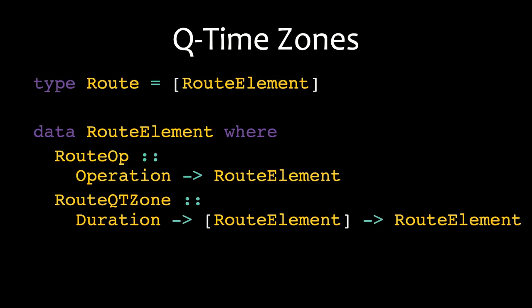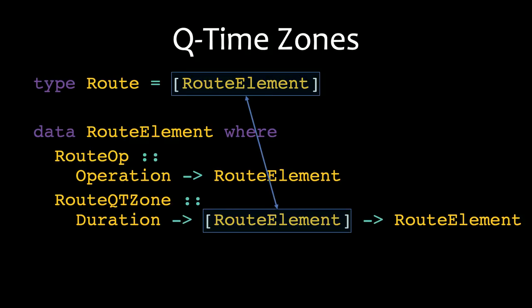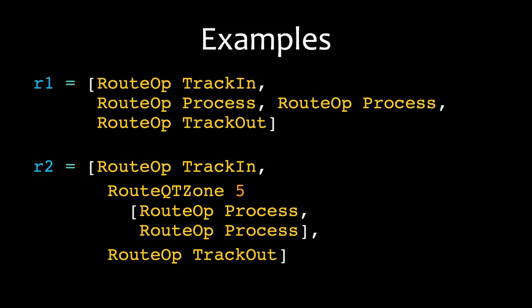Yeah, good point. And now if we look at this again, maybe this actually means that this here is not just a list of route elements, but maybe this is actually a list of routes. It's actually a route down there. So I actually derive some information here from the code. So we discover that our route queue time zone actually contains a route. So what? Okay. Right?